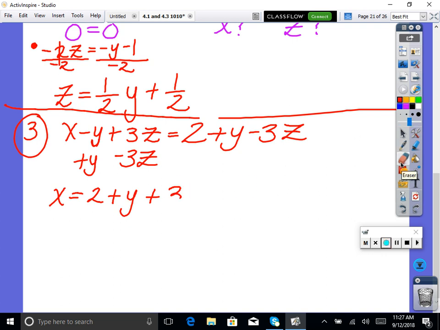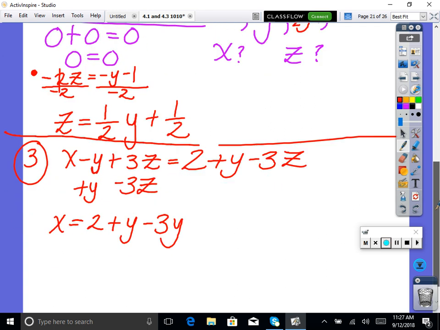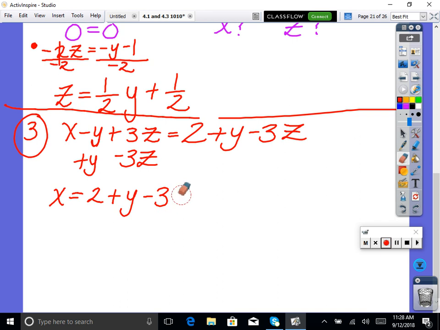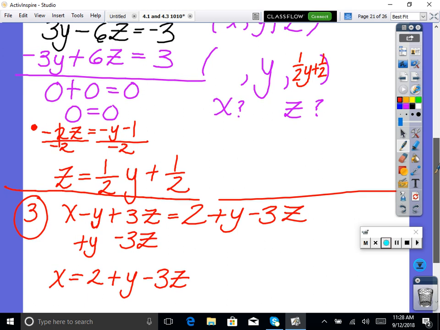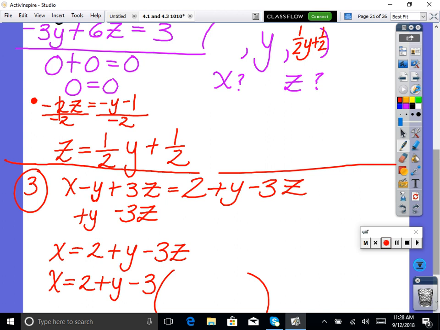minus 3z. Okay. Now, looking back at your answers so far, they all are y's, correct? Okay, back to our point. Are they all y's? So your answer can only have y's in it. So this y is okay, but this z is not. So we have x is equal to 2 plus y minus 3 times, what was z? 1/2 y plus 1/2.